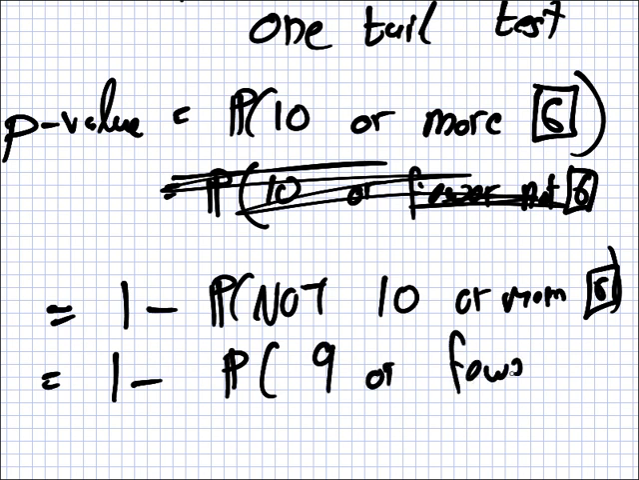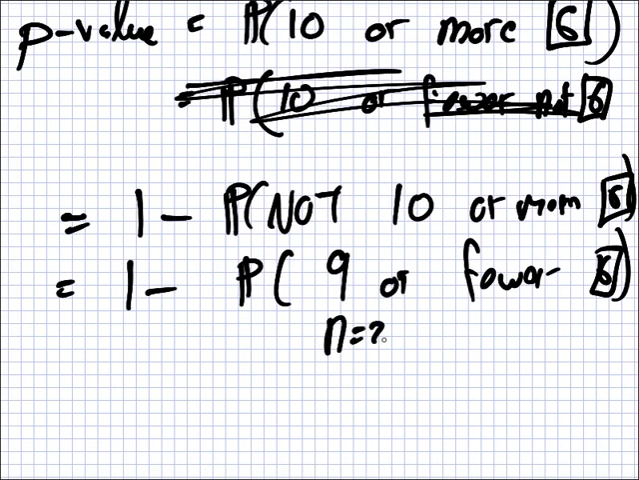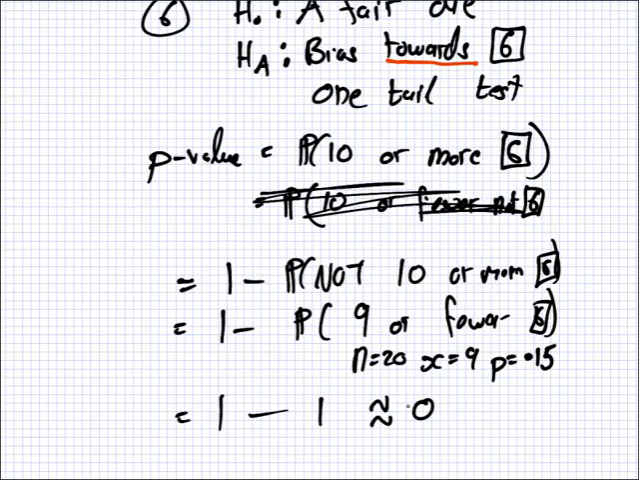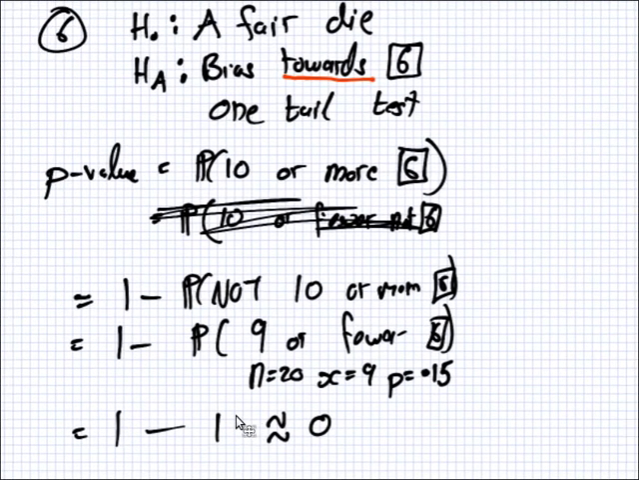Not 10 or more. Very good. 9 or fewer 6s. Now can I use the table book? What's the n here? 20. The x? 9. And the p? Which is roughly 0.15. Okay, so 1 minus. The answer is 1, so they rounded it up to 1. Now it's not quite 0, but it's close to 0.